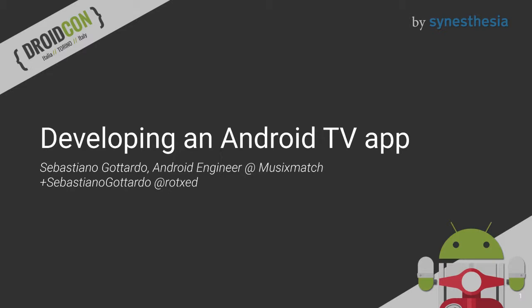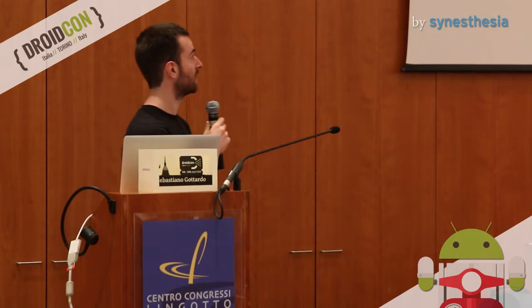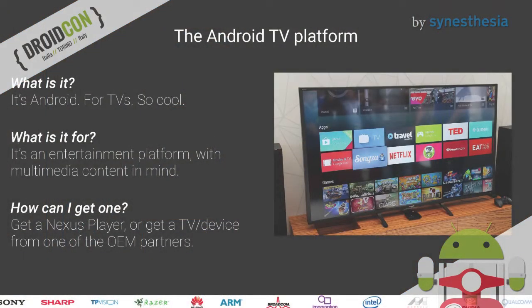So we can start with a brief introduction to the Android TV platform. What is Android TV? It's basically Android for TVs, where you can play games, watch movies and videos, listen to music and all that kind of stuff. Especially the stuff that deals with multimedia, because Android TV is mainly an entertainment system, so it's everything that floats around multimedia content.